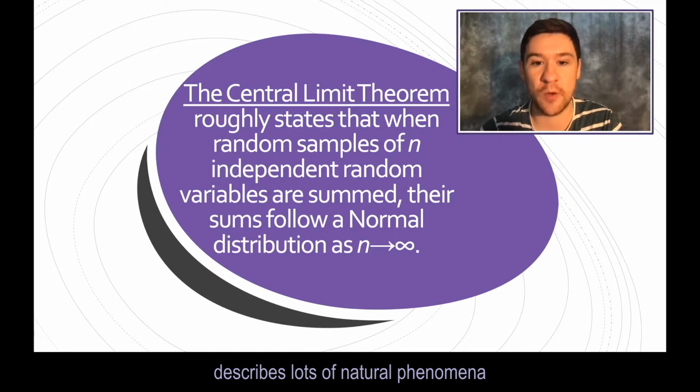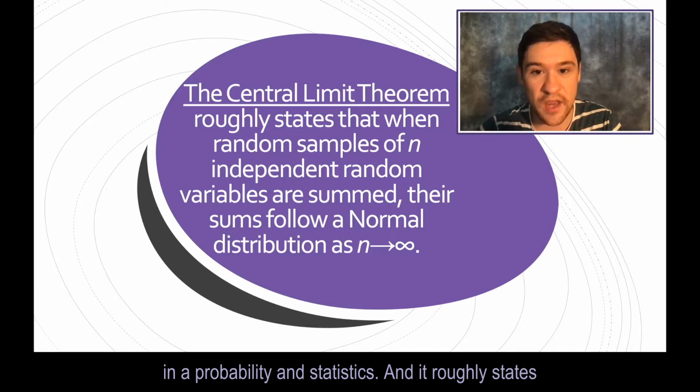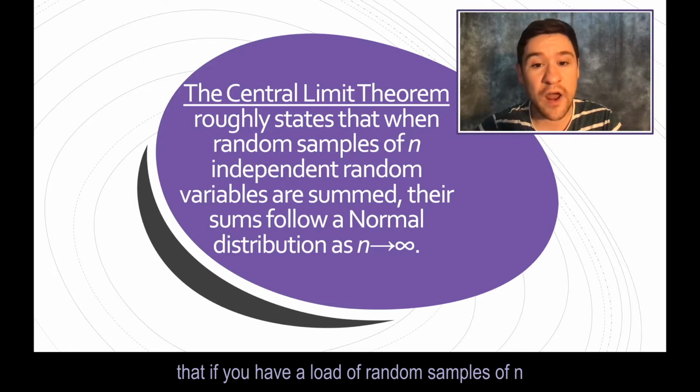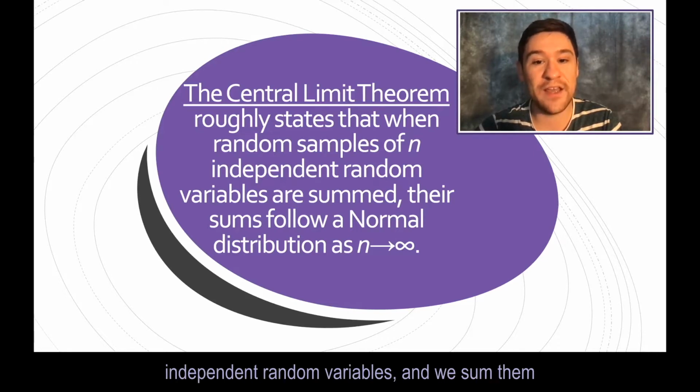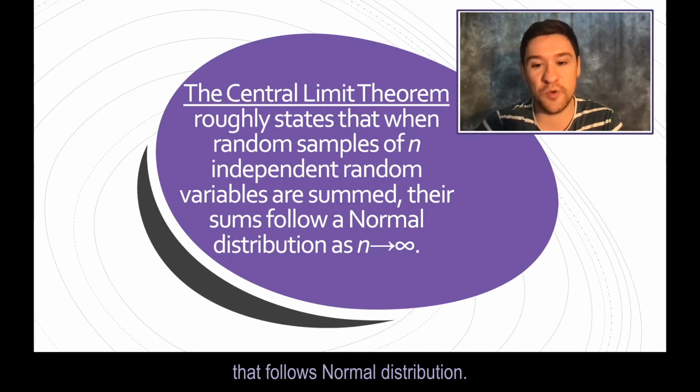The reason the normal distribution describes lots of natural phenomena is because of the central limit theorem. The central limit theorem is one of the most important results in probability and statistics. It roughly states that if we have a load of random samples of n independent random variables and we sum them, the sum is a random variable that follows a normal distribution.